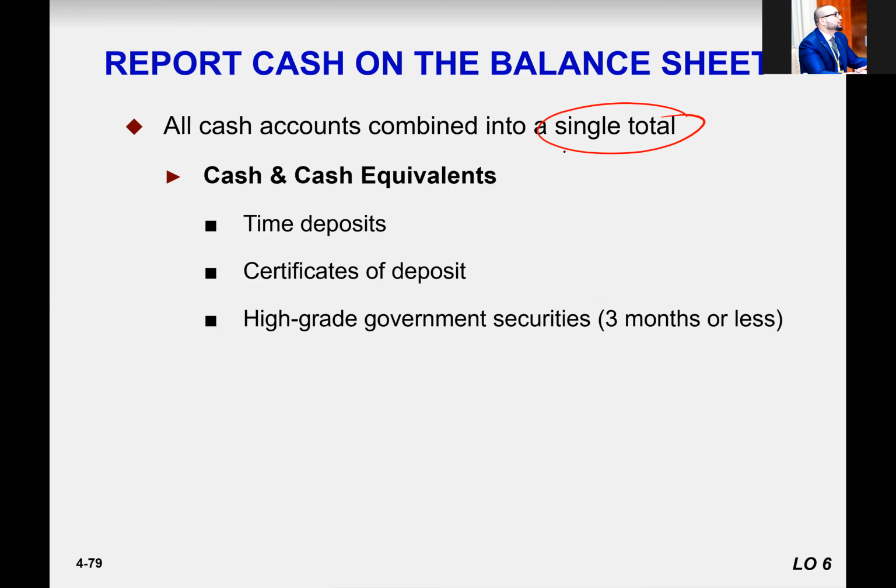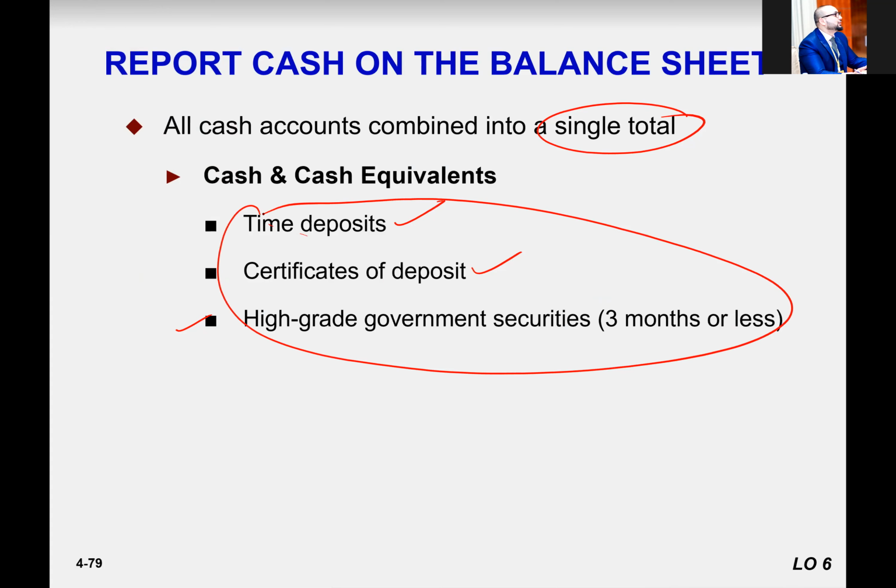So company can have their time deposit or some kind of a fixed deposit. Like we have extra cash, you fix it for 3 months. That is also your cash and cash equivalents. Certificates of deposits, high grade government investments, cash and cash equivalents. You combine all the stuff, bank accounts, saving accounts, bonds, government bonds. You add all the stuff and report collectively on the balance sheet as cash and cash equivalents, right?